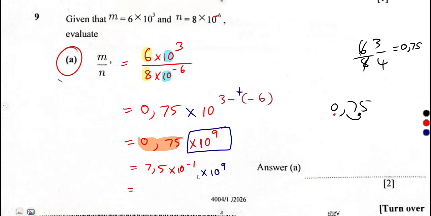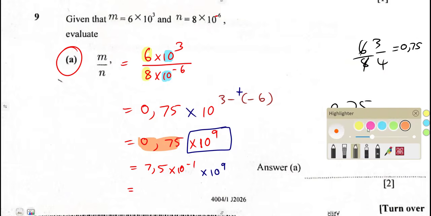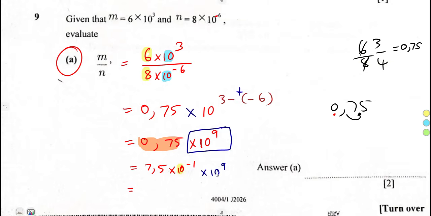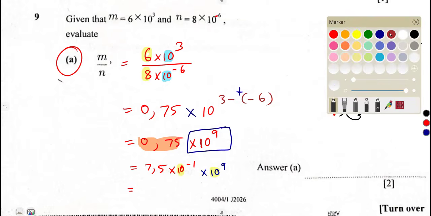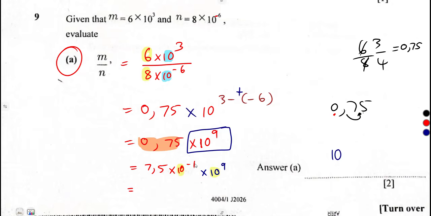We are back to multiplication, where we are considering the same base. Considering the same base under multiplication, you add the exponents. So that's 10 to the exponent of negative 1 plus 9. You add them. So minus 1 plus 9 is 8. 9 minus 1, that's 8. So it is going to be 7.5 times 10 to the exponent of 8.